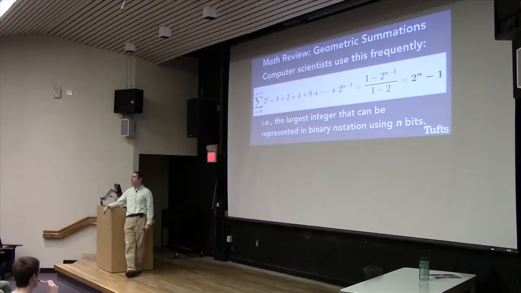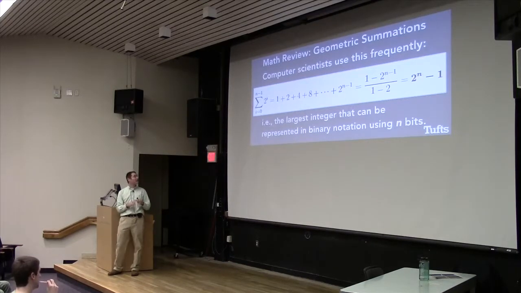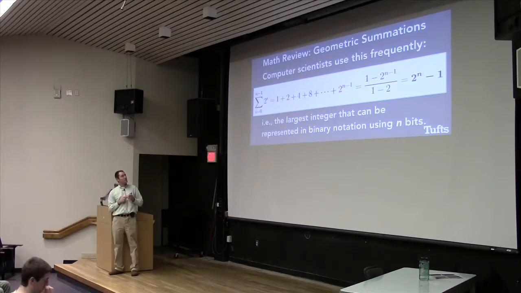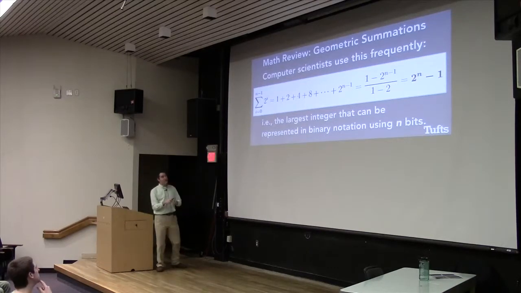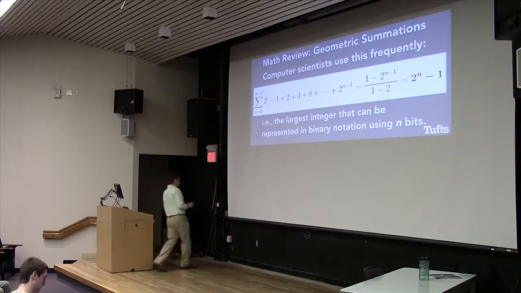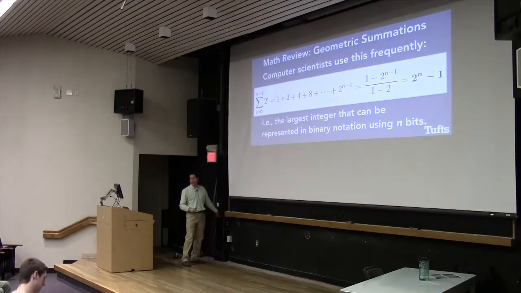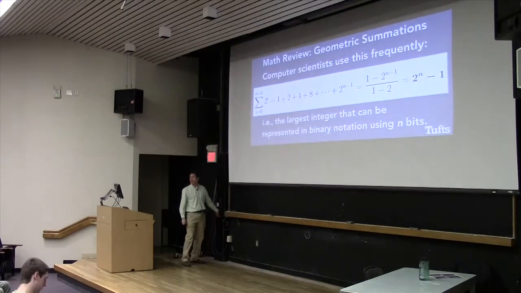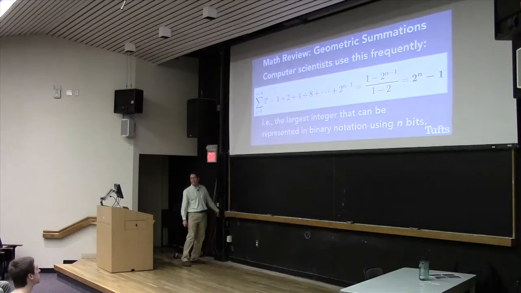If you are doing 2 raised to a power, and you're summing up from 0 to some n minus 1, what you've got is 1 plus 2 plus 4 plus 8 plus and so on, plus 2 to the n minus 1. And what does that actually equal? That equals (1 minus 2 to the n) over (1 minus 2). And if you do that out, you end up getting 2 to the n minus 1, which is the largest integer that can be represented in binary notation using n number of bits.